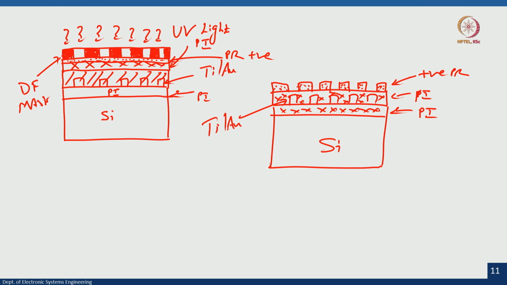Now, what we will do? We will do the hard bake and then we will etch the PI with a dry etching process. Okay. So, when you etch the PI with dry etching process, what you will have?